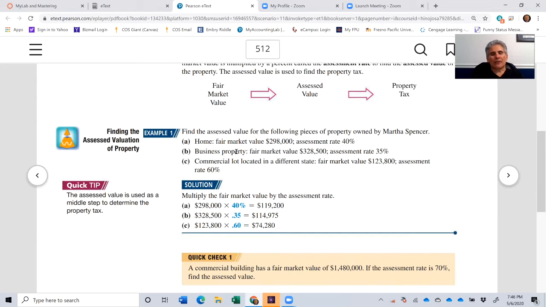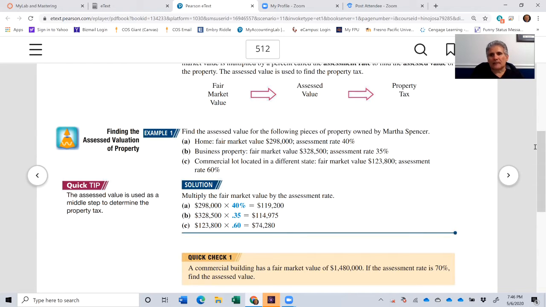The fair market value of the business property is $328,500. That is assessed at a rate of 35%. So pretty straightforward. 328.5 times 0.35, or 35%, gives you $114,975. And C is the same. It's $123,800 multiplied by 60%.